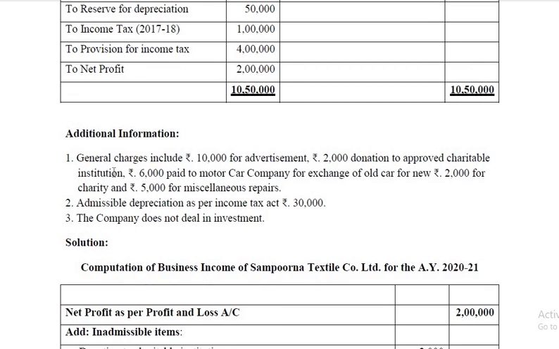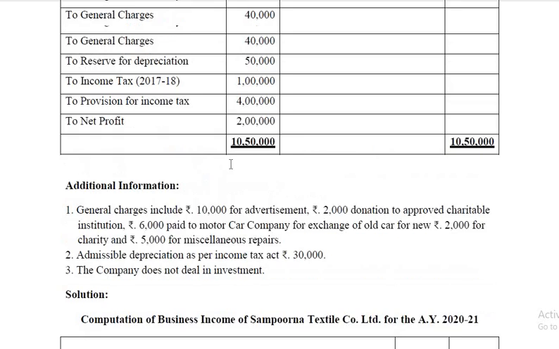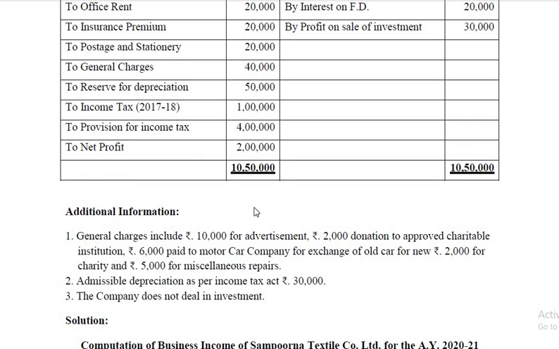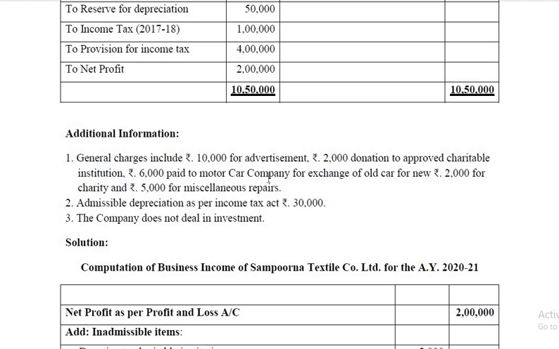While computing business income, the amount spent on normal advertisement is allowed. So here you find general charges 40,000. Of that, 10,000 is for advertisement. This is a normal advertisement, and therefore this is very much allowed. But if it involves creation of any capital item, then it is not allowed. Then that will be disallowed. Here it is allowed. This is a normal routine advertisement expense.